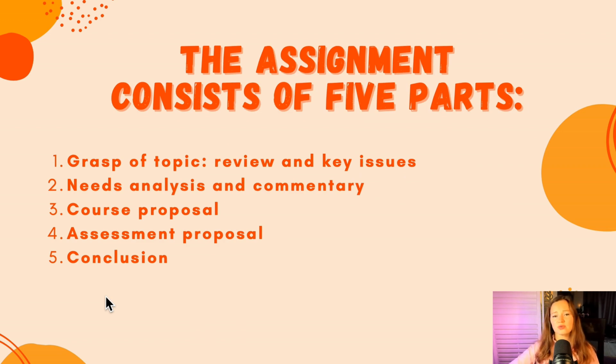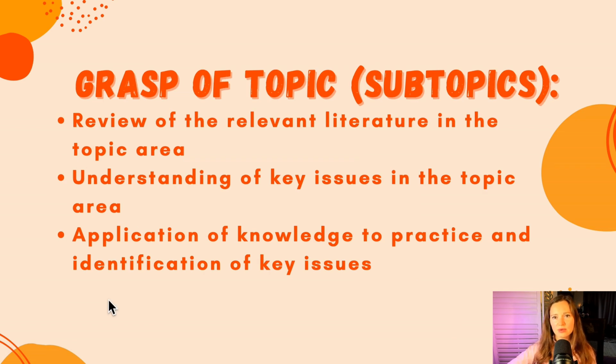So the first one is grasp of topic, review and key issues. The second one is needs analysis and commentary. Then we have the course proposal. The fourth one is the assessment of the proposal. And finally, the conclusion. And now let's have a look at the subtopics of each of those 5 elements.